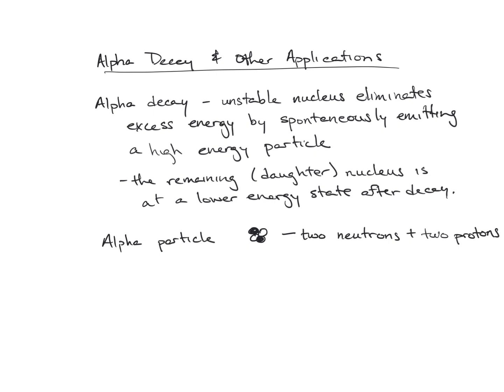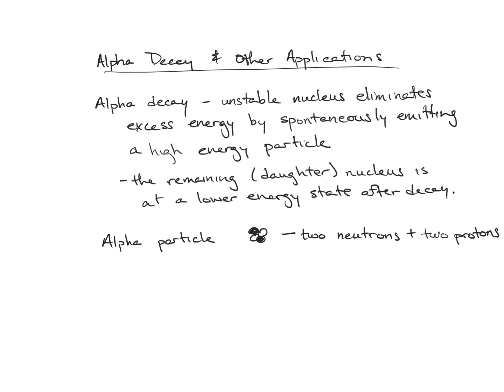So today we're going to continue on with chapter 6 and talk about alpha decay and other applications of quantum tunneling or reflection. Alpha decay is when an unstable nucleus eliminates excess energy by spontaneously emitting a high energy particle. And that higher energy particle is going to be an alpha particle. So this unstable nucleus emits this alpha particle and leaves behind what we call a daughter nucleus, which is at a lower energy state after the decay.